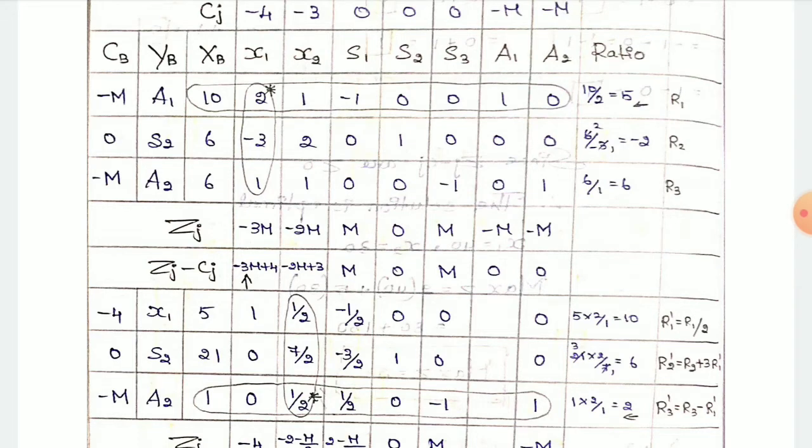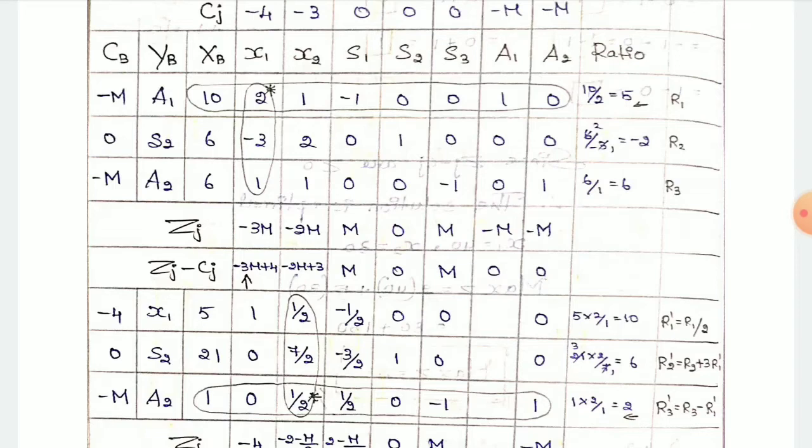First you have to fill the YB column. So instead of A1 you have to write X1. The next thing is S2, A2. The coefficient of X1 is minus 4, S2 is 0, A2 is minus M. So now we have to come to the calculation.